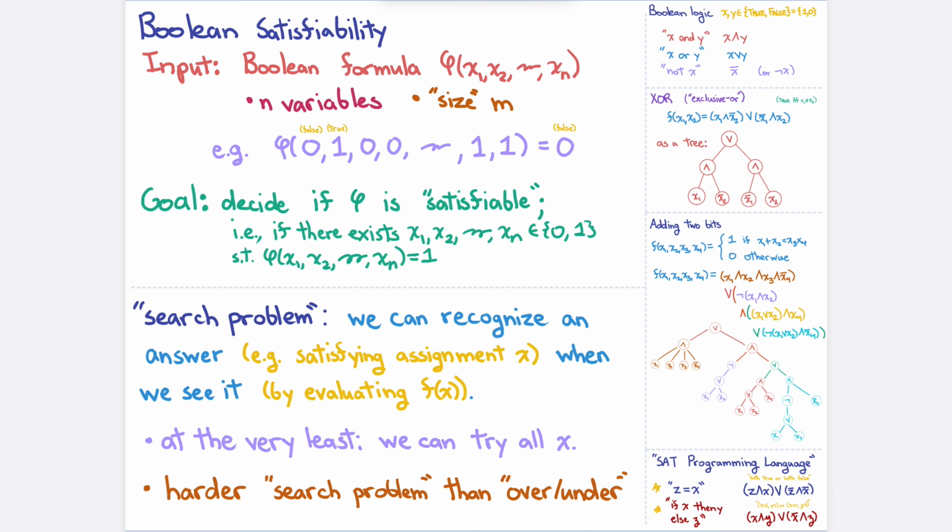So in that way, it's almost like that over-under binary search game. You're looking for something, but the key property is that you will actually recognize it if you find it. Okay, not all problems are like this.